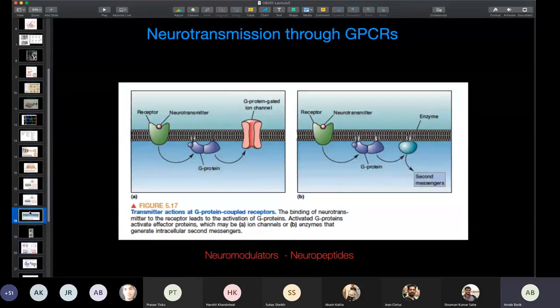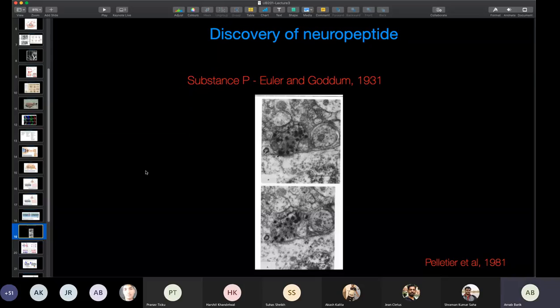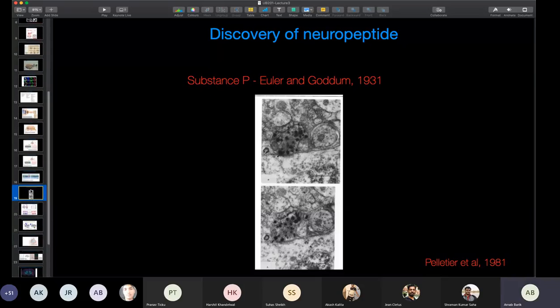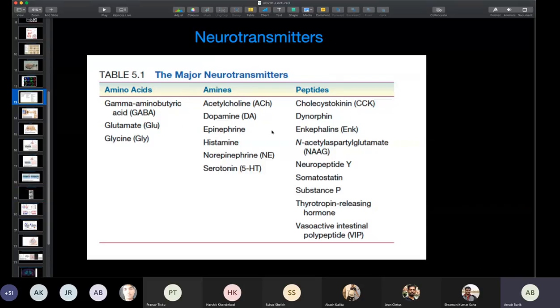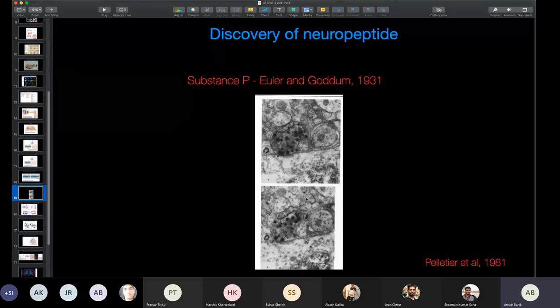And also something I would like to stress is neuropeptides. The kind of neurotransmission we are talking about happens with the amino acids and the amines, but you have the neuropeptides, and so there is peptidergic neurotransmission.